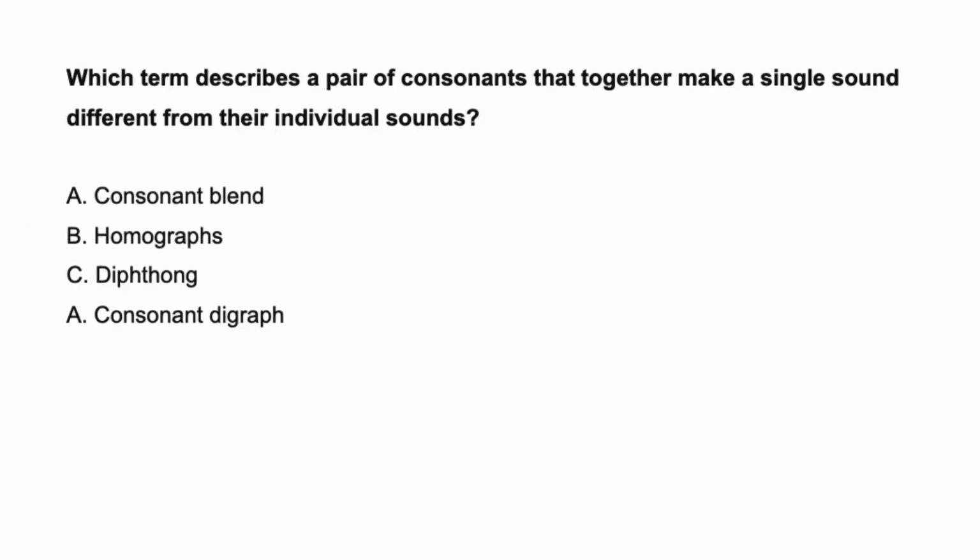Next question. Which term describes a pair of consonants that together make a single sound different from their individual sounds? A, B, C, or there's an A down there. Should be D. All right, let's have a look at the correct answer here is D, consonant digraph. Now, a consonant digraph is a pair of consonants that create a single sound distinct from individual sounds, such as the SH in ship or the CH in chart.